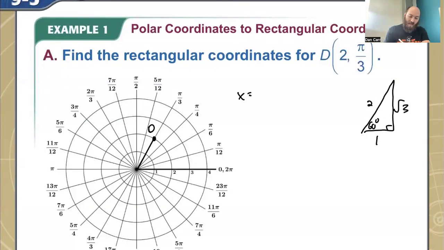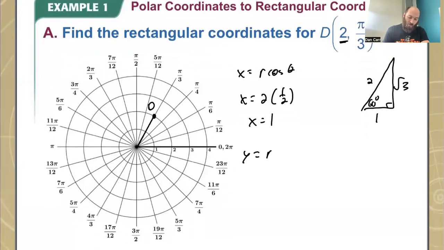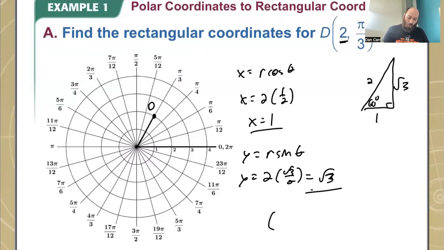So x is equal to r times the cosine of theta. Well, r is 2 in this case. So that means x is equal to 2 times the cosine of my theta here, which is going to be 2 times 1/2. So that means x is going to come out as 1. For y is equal to r times the sine of theta. So y is equal to 2 times the sine of my 60, which is root 3 over 2, which comes out to the square root of 3. So that means that when I look at the rectangular coordinates here, my point is going to be 1 comma root 3. That's the point that's associated to point D on a polar graph.